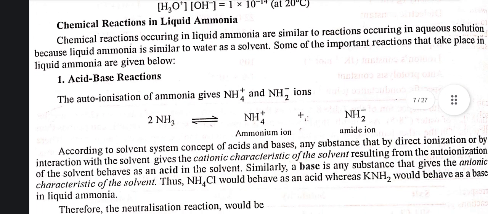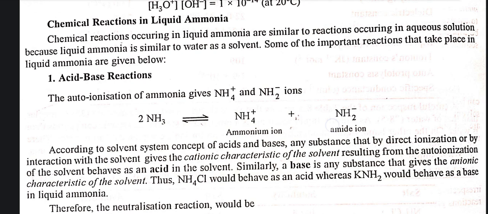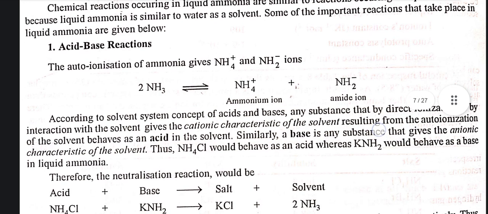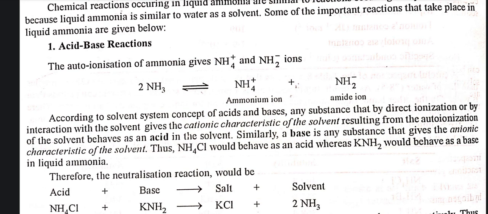Chemical reactions in liquid ammonia. Chemical reactions occurring in liquid ammonia are similar to reactions occurring in aqueous solution because liquid ammonia is similar to water as a solvent. Some of the important reactions that take place in liquid ammonia are given below. First, acid-base reaction. The autoionization of ammonia gives ammonium ion and amide ion.